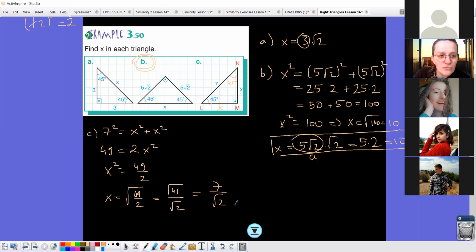Teacher, we will do plus 2 minus 2, minus root of 2, minus root of 2. No, just the root of 2 over root of 2. Times root of 2 here and times root of 2 here. It will become 7 root of 2 over 2.